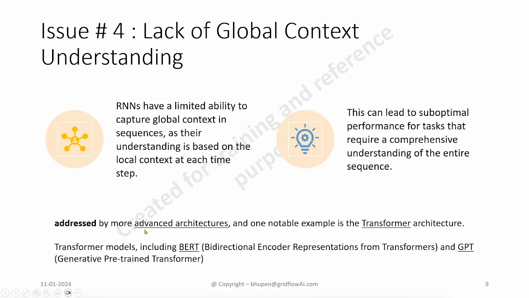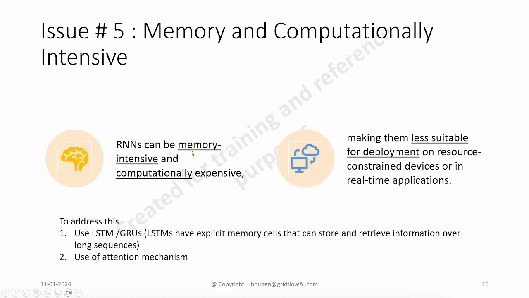And the true solution, or rather significant improvement in the model, can be achieved by using advanced architectures like transformer and BERT or large language models. Memory and computationally intensive is also an issue with standard recurrent neural nets, and they become less suitable as a deployment option when we talk about sequence data.